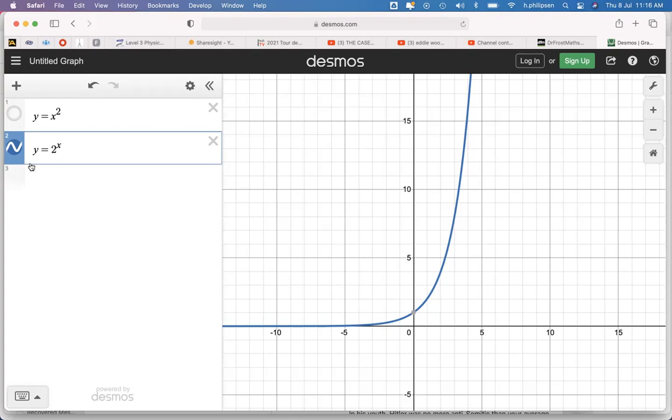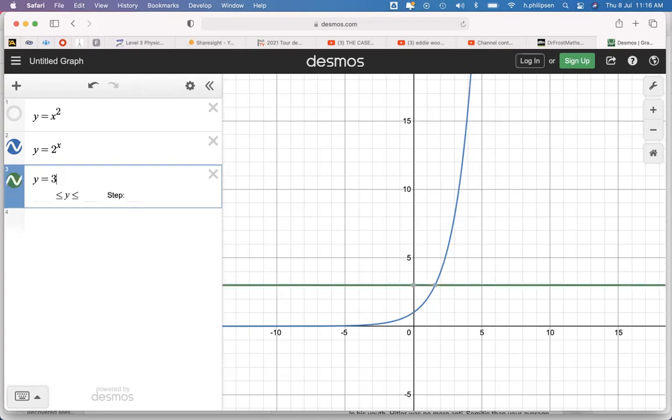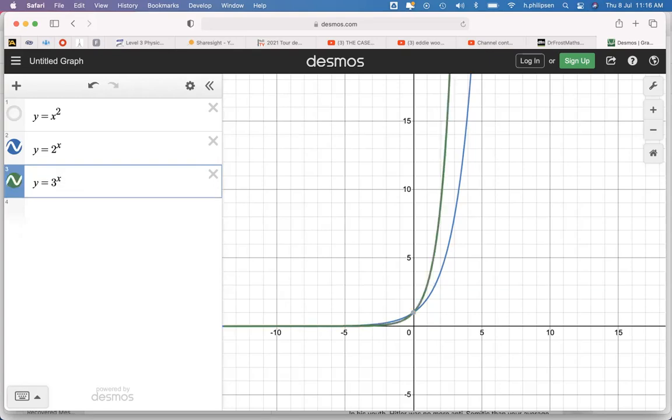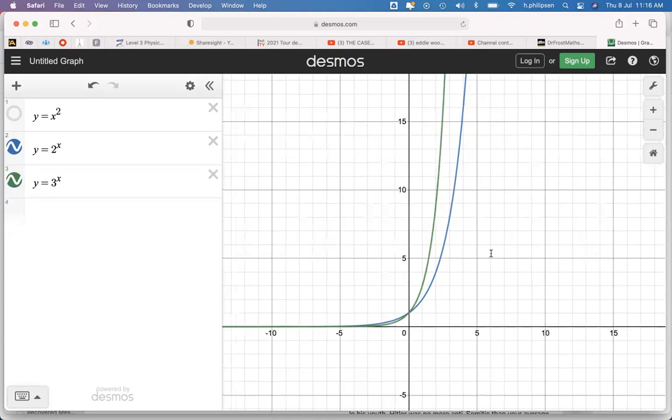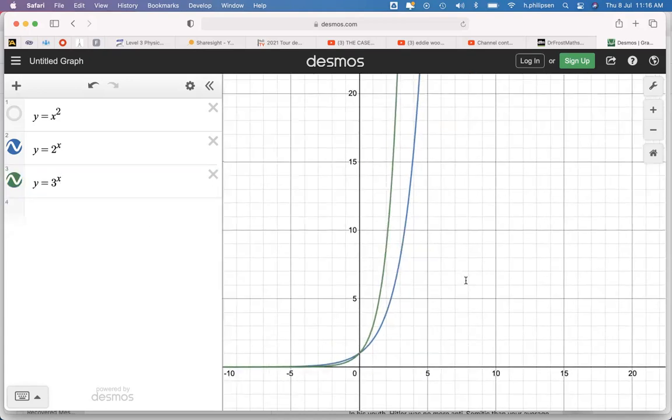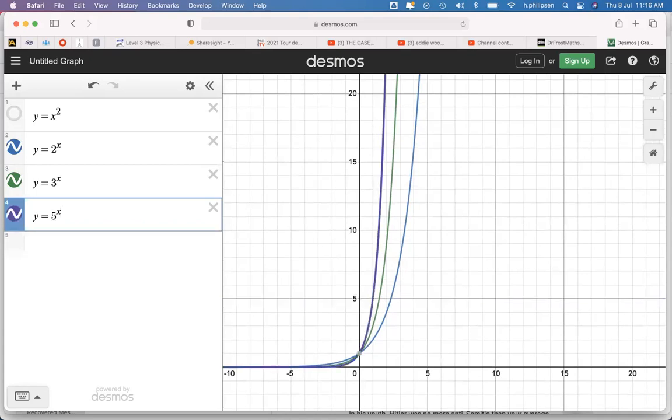What if I try different numbers? Okay, let's have a look and see what happens here. So what if I go y equals 3 to the power of x? Okay, so if we look at this one here, it appears that that graph is steeper. All right, let's try another one. Let's go y is equal to 5 to the power of x. And that's steeper still. So increasing that number, or we call that the base, so increasing the base, the 2, the 3, and the 5, is going to increase the steepness of what's going on.